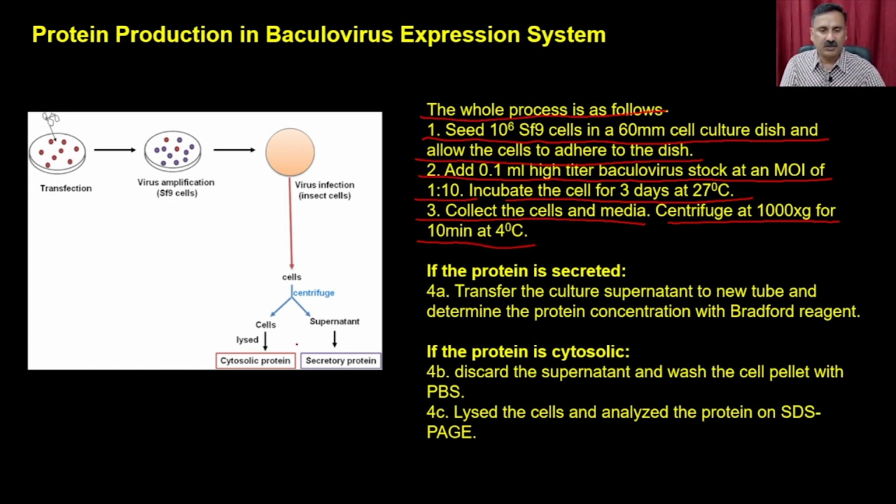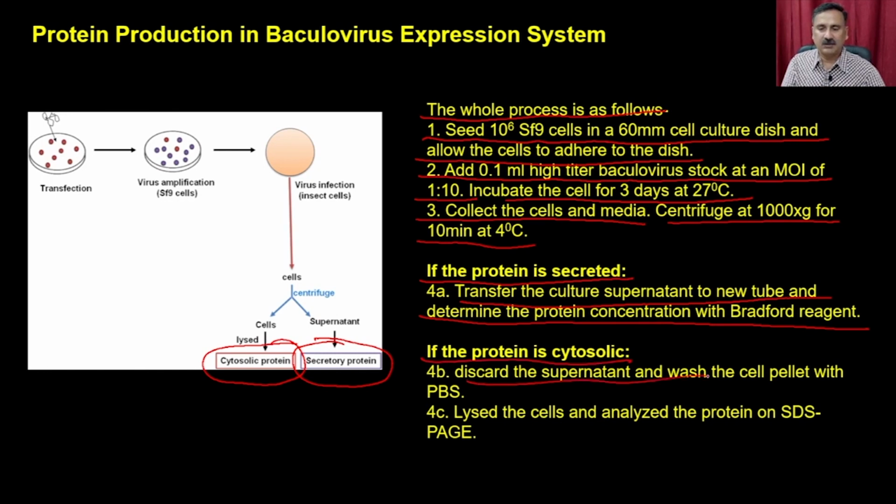Now, at this stage, you can have two choices. Either you want to put the protein into the cytosolic compartment, or you can put the protein into the secretory pathway. If the protein is secretory, you can transfer the culture supernatant to a new tube and determine the protein concentration with the help of Bradford. If the protein is cytosolic, then you can discard the supernatant, wash the cell pellet with PBS and lyse the cells, and analyze the protein on SDS-PAGE.